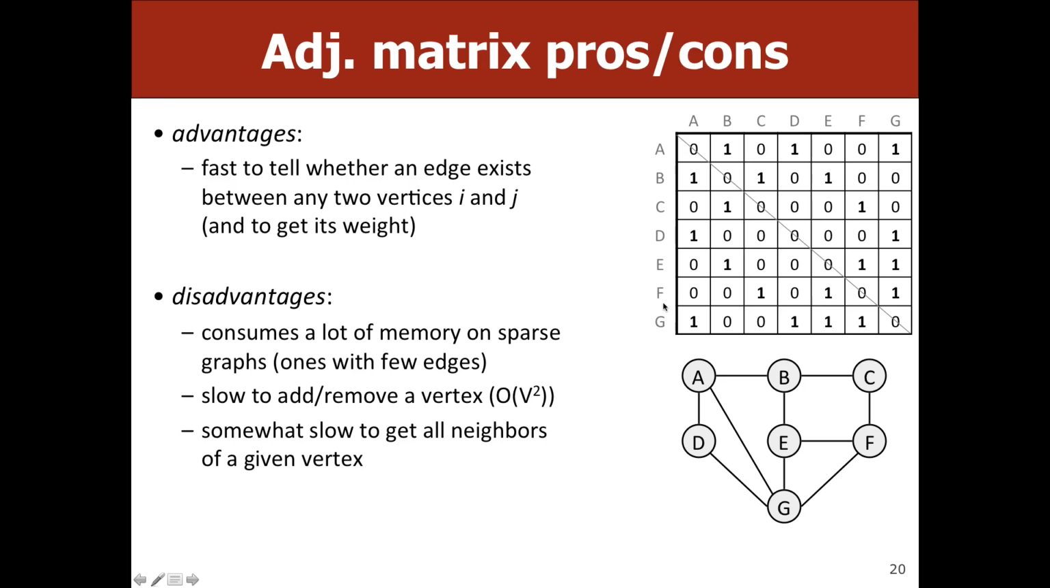The other big disadvantage of adjacency matrices is that you have to store all of this information, right? So if you have thousands of nodes, but you only have one edge for every node on average, you're going to end up with a lot of zeros in your graph. So that's a lot of extra wasted space.